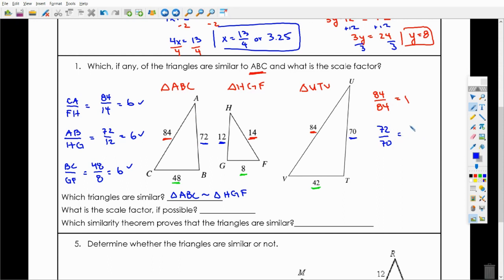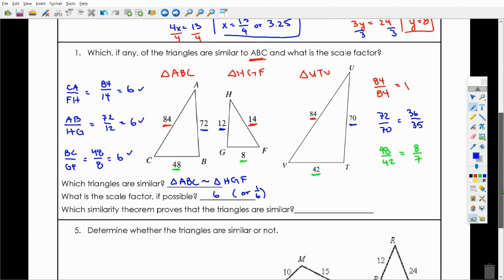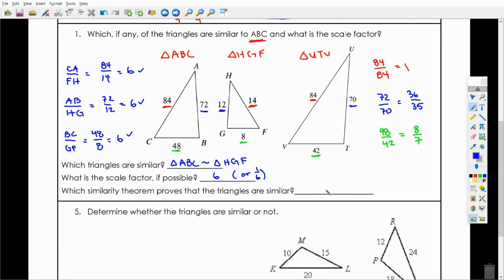72 over 70. If you simplify, you could use your fraction or your calculator, 36 over 35, divided both numbers by 2. And then lastly, for the last shape, 48 over 42. So you get 8 over 7. So here, they're not similar because all those values are different. They're not proportional. So the scale factor that we have from what we got is 6, or you may have done it reverse. You may have done 1/6. That's fine too.